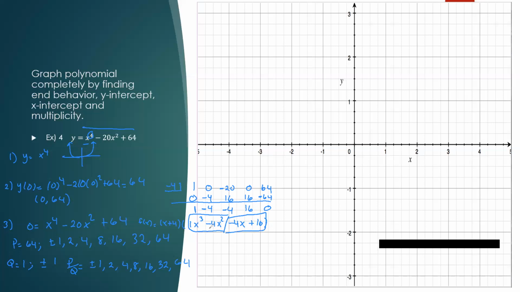So between x cubed and negative 4x squared, you could take out an x squared. And then you have x minus 4. And then between negative 4x plus 16, you can take out a negative 4. So this comes out as x squared minus 4, and then x minus 4. And then x squared minus 4 can be factored as x plus 2, x minus 2, x minus 4, and then don't forget x plus 4.